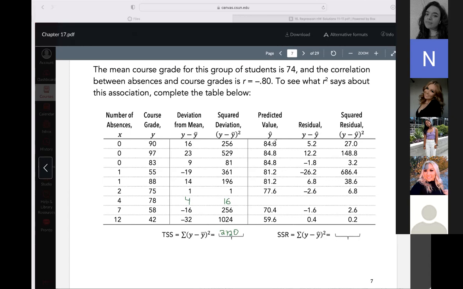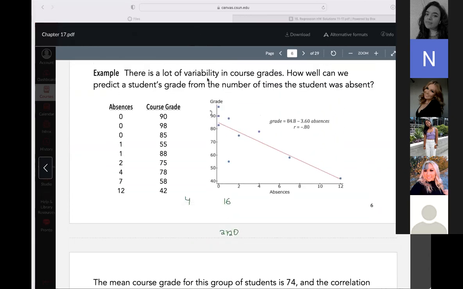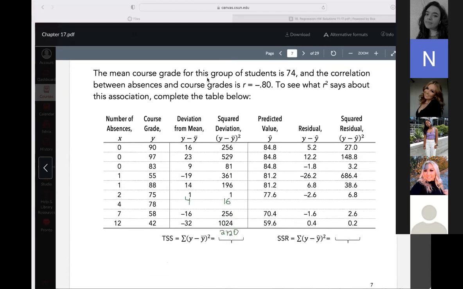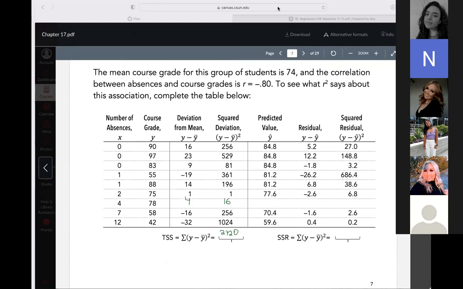Now, we also have the line of best fit. And the line of best fit, if we go back up there, was 84.8 minus 3.6x. That's the line of best fit.